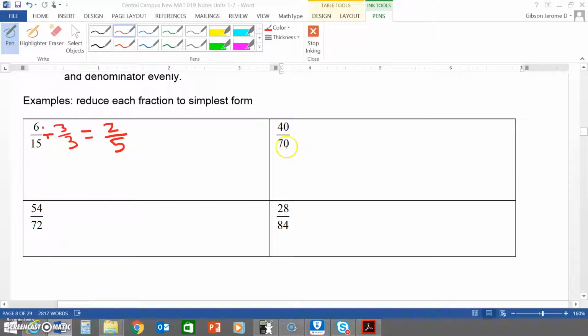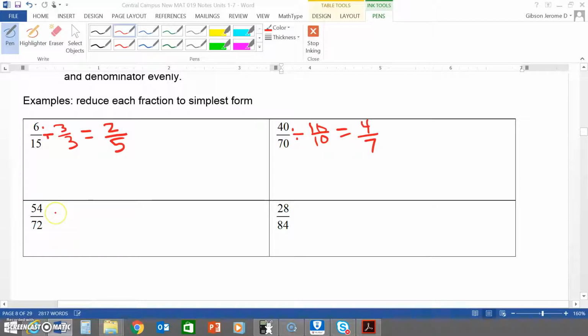Now we come here to 40 over 70. Now because these end in 0, we know we can divide both by 10. So 40 divided by 10 is 4. And 70 divided by 10 is 7. And that is the final answer. We can't simplify that anymore.